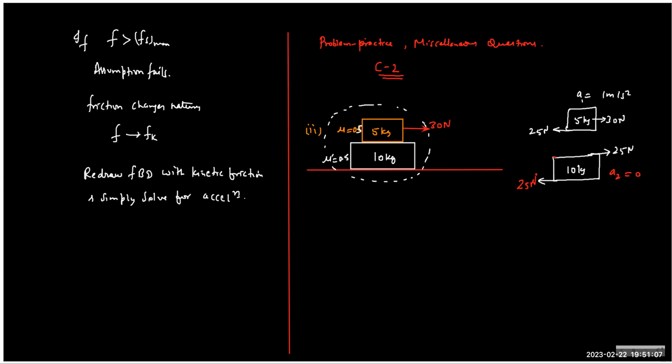So net force on the system is how much? You will assume that the system is, let's say, moving together. So what is the net force on the system? 200 minus 75, which is 125 upon 15. So if you assume they are moving together, the a will be how much? We have done this, right?